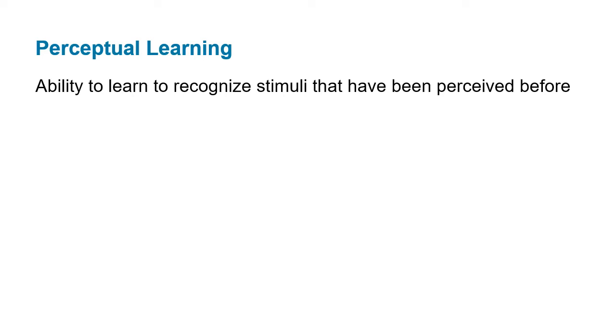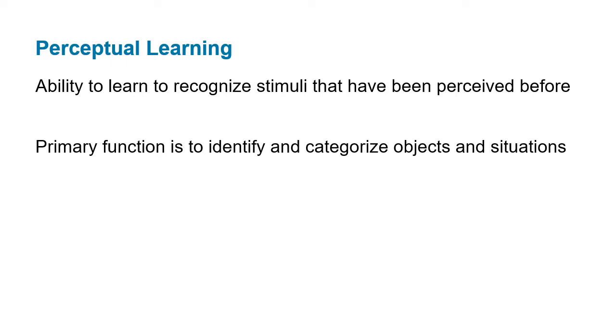Okay, let's switch to perceptual learning then. So perceptual learning is basically going to look at, can you recognize stimuli that have been presented before? If you walk into a room, do you recognize the people that are in the room? If I show you pictures, do you recognize things in those pictures? Stuff like that. So its primary function is to identify and categorize objects and situations, and to categorize and identify them quickly.